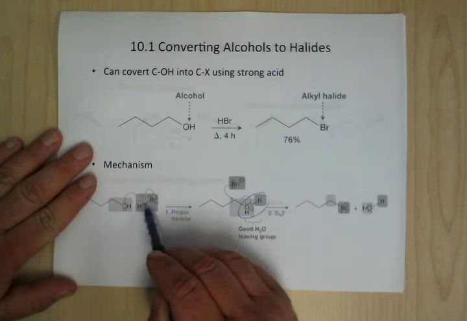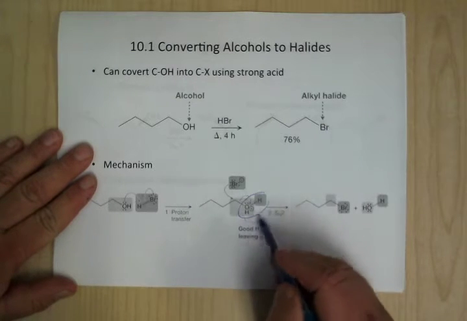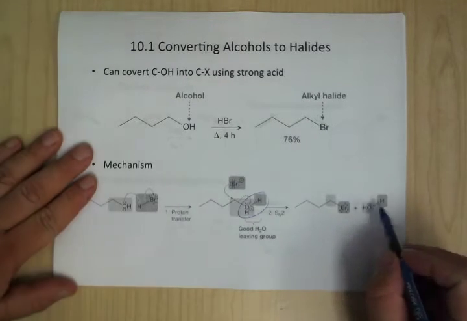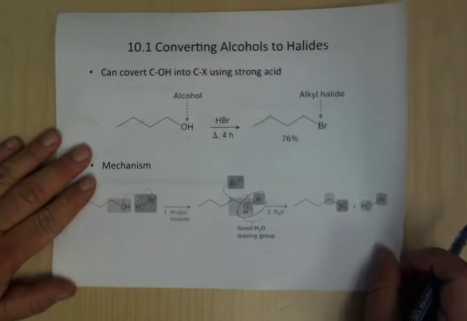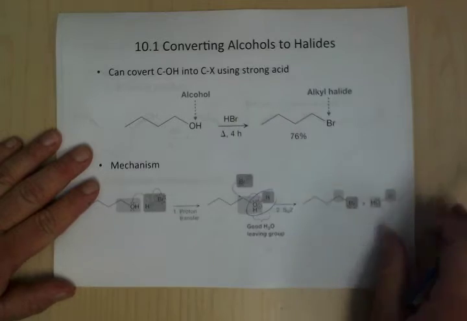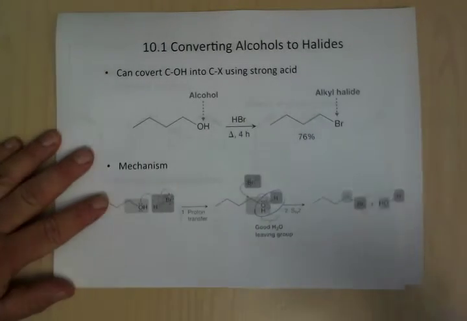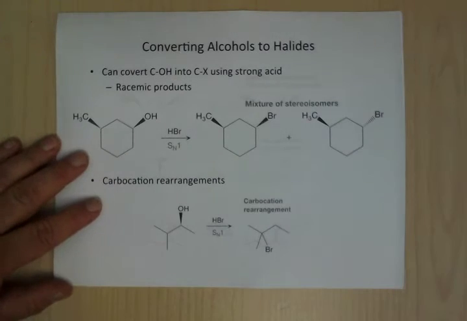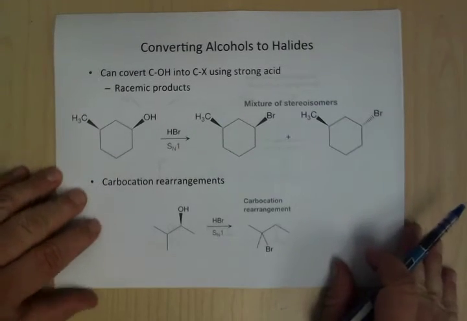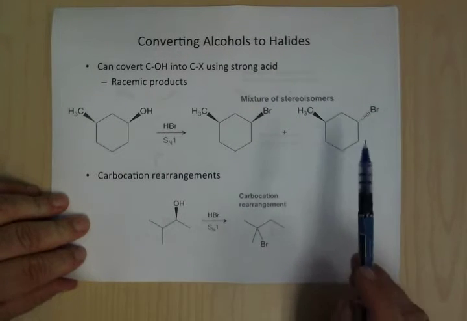Those electrons are going to come over here onto the bromide. So now you have a good leaving group, so the bromide can come in and displace the water. You're going to get essentially a substitution of OH for the Br. This works with HCl, HBr, HI. So that works just fine.